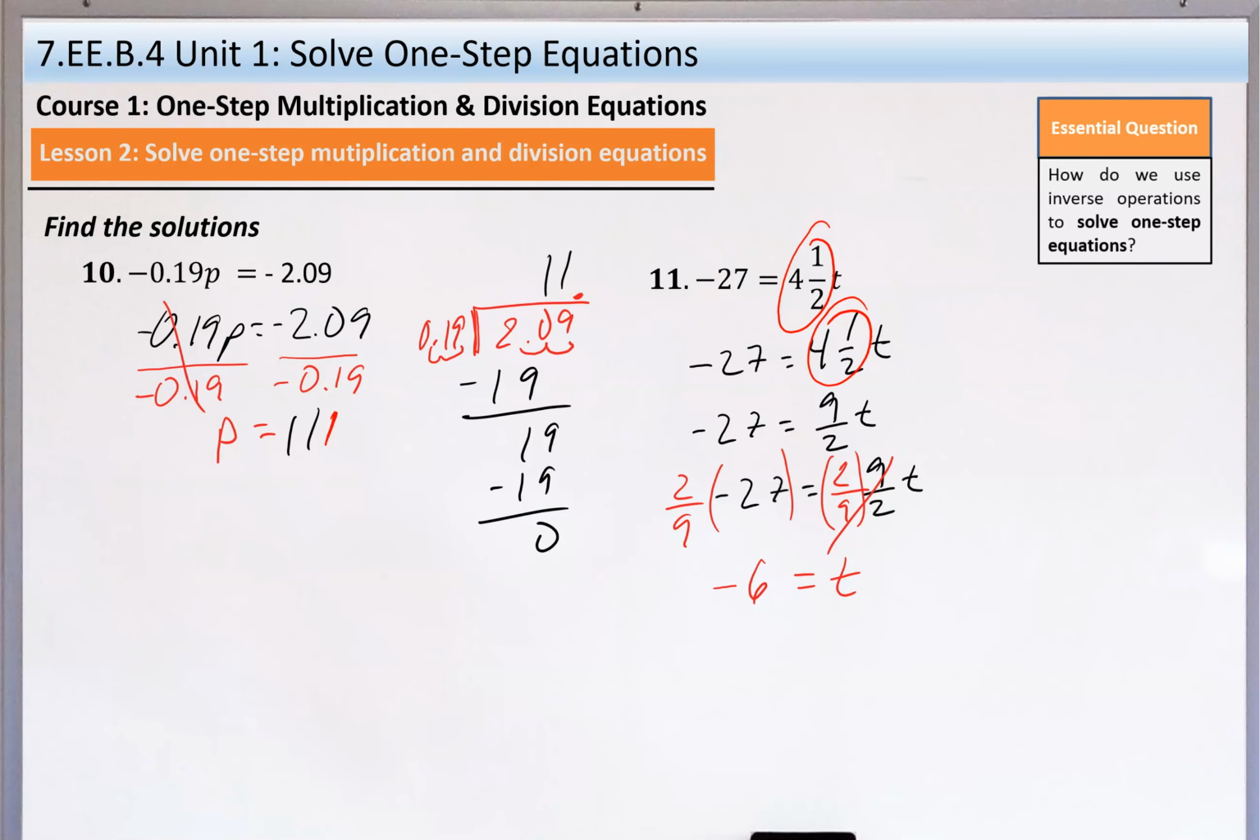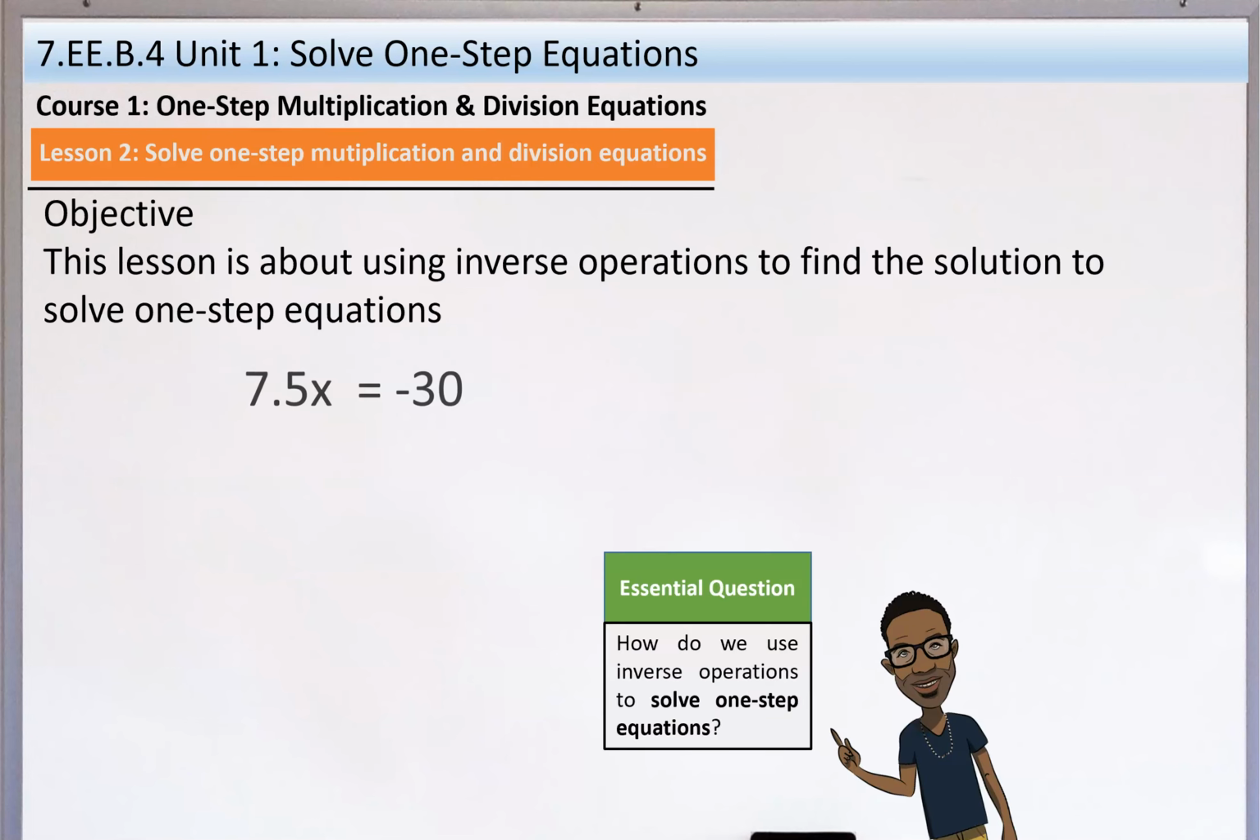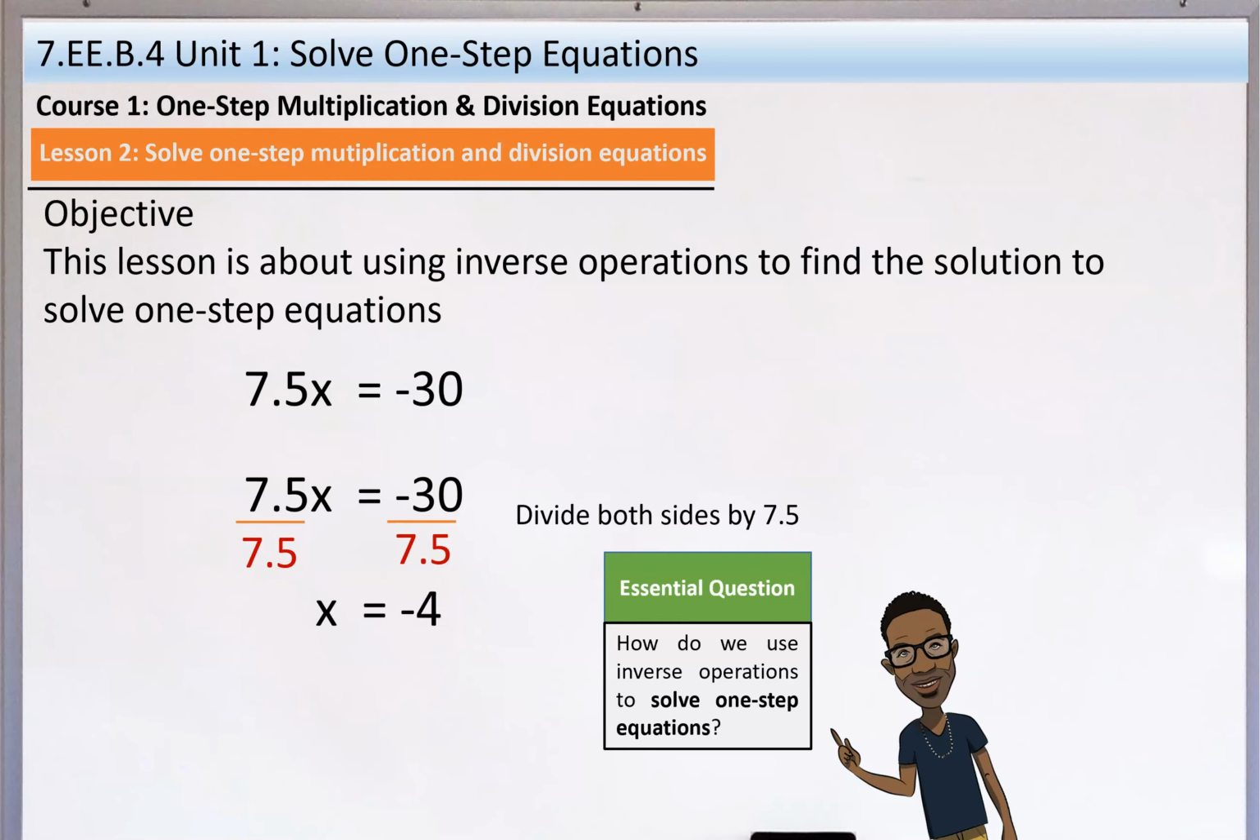All right, so that's it. We're just extending what you know, or what you should know from 6th grade, by adding integer operations. But this skill is very, very important in grade 7 and beyond.